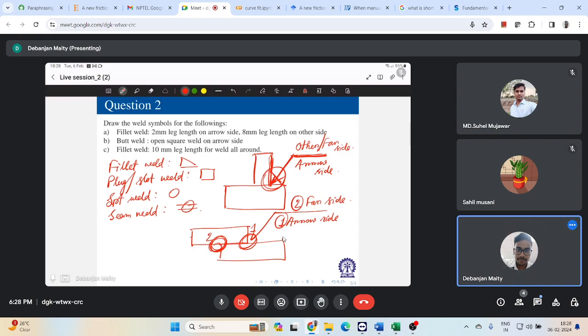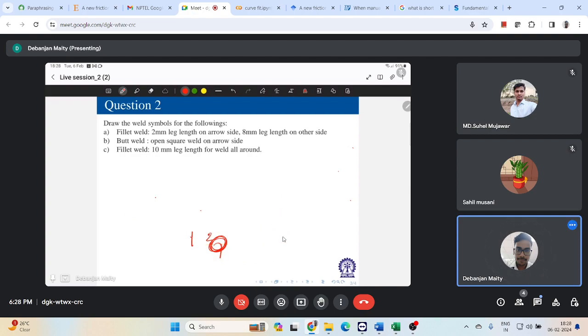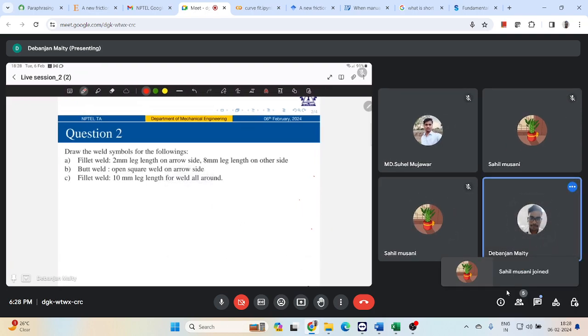Now let us again do some exercise on finding some welding symbols so that it will be understandable, and at the same time it will be simple to do. So before that, we have some weld symbols. We need to draw some weld symbols for these three weld specifications.